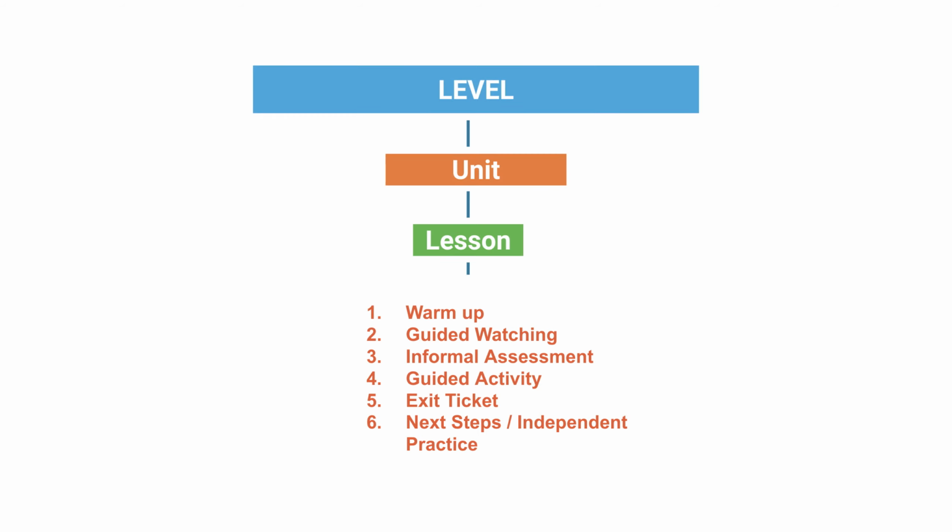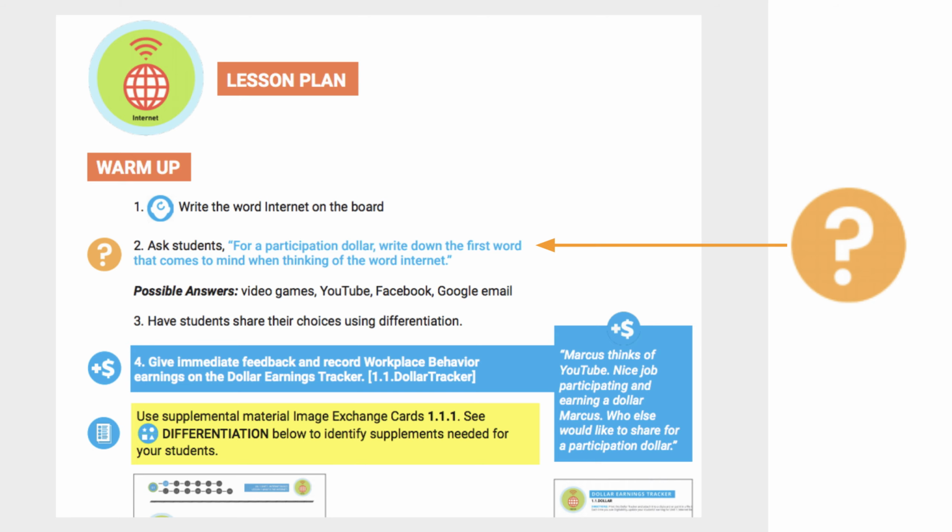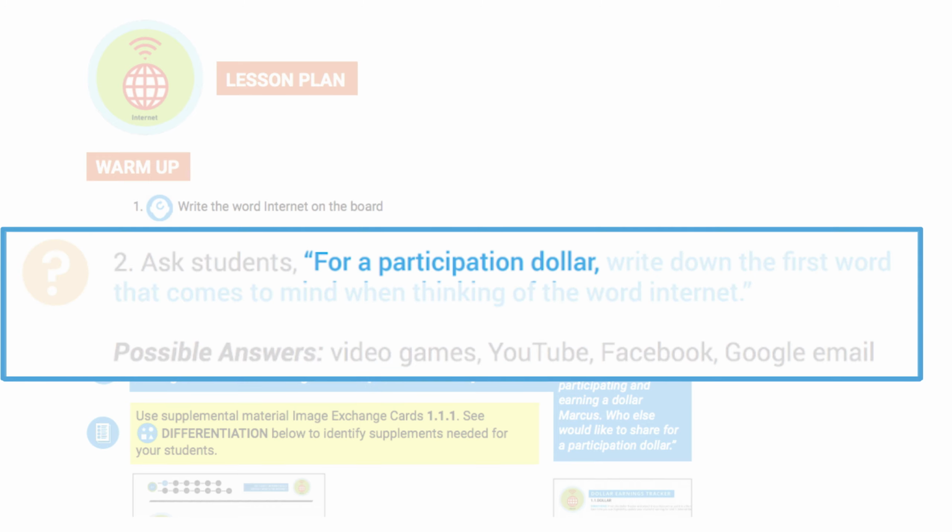There are 6 parts of each lesson plan. The first part is the warm-up. Each warm-up starts with a question. Questions are indicated by an orange question mark, and the scripted text will be blue. Each question in the Digitability lesson plan begins with, "For a participation dollar." This is designed to increase student engagement and their ability to attend to a given task.